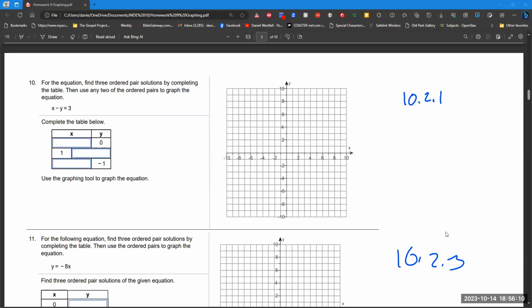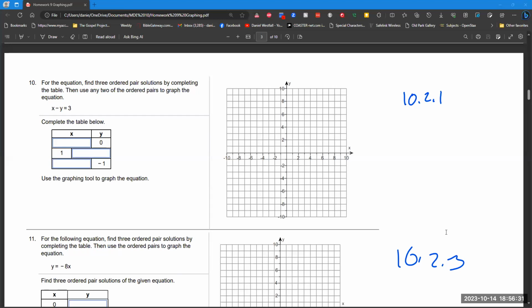We're going to find the ordered pair solutions to this equation, which we talked about in our last video. And then we're going to use those ordered pairs to graph the line, which gives us all solutions.